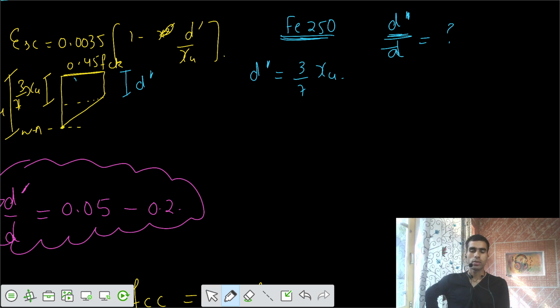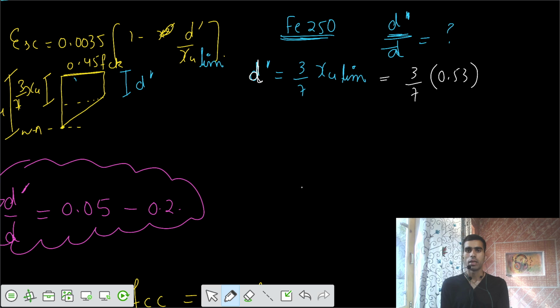And to get the critical limit, we are taking XU limiting. So if I talk about XU limiting, the limiting condition, if the value of d dash is equal to 3 by 7 of XU limiting, and I know the value of XU limiting for mild steel is 0.53 d, then I would get a ratio of d dash by d equal to 0.2271.